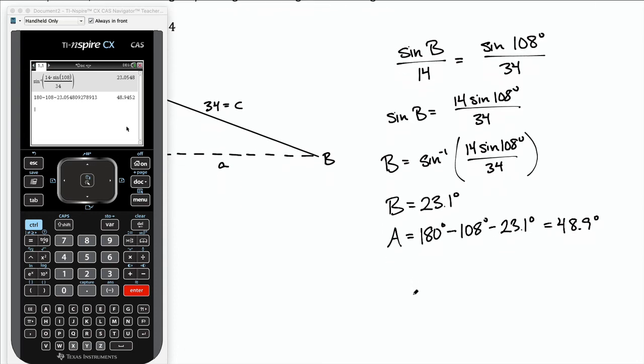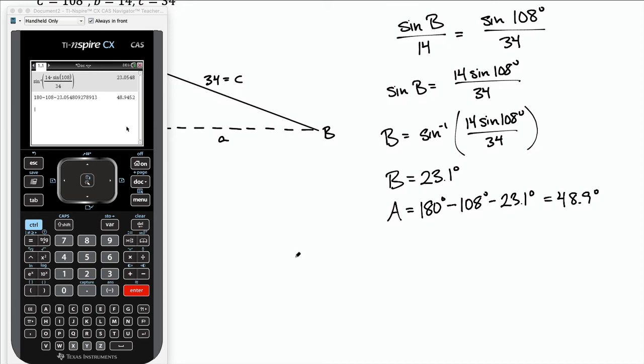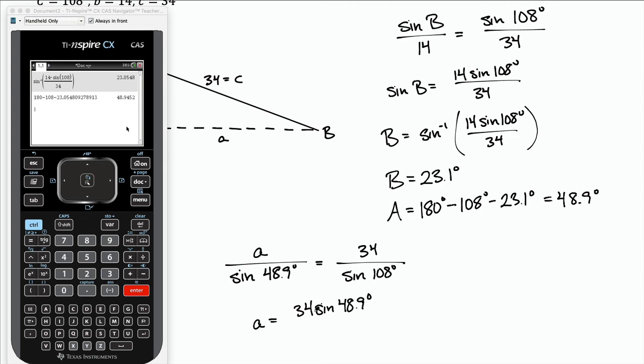We now just need to find side length A. So again, back in our law of sines, A over sine of the angle A, 48.9 degrees. Note that I'm putting this A on top now because that's what I'm trying to find, and it's going to be a little bit easier having the unknown in the numerator. Equals 34 over sine of the angle C, 108. Multiplying both sides by that denominator, we get 34 sine of 48.9 degrees over sine of 108 degrees.